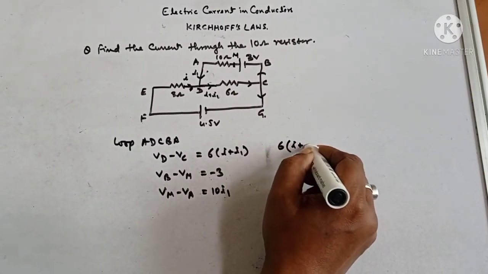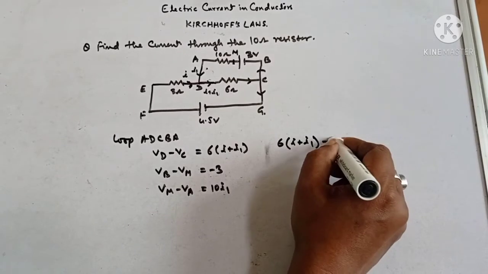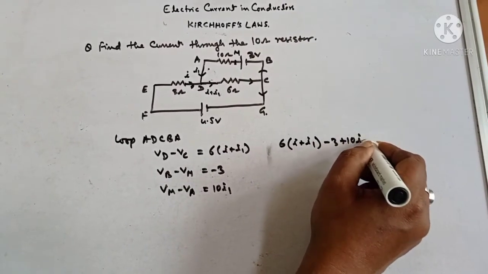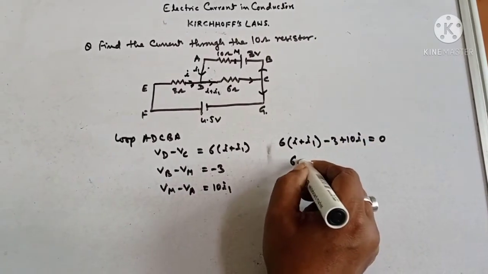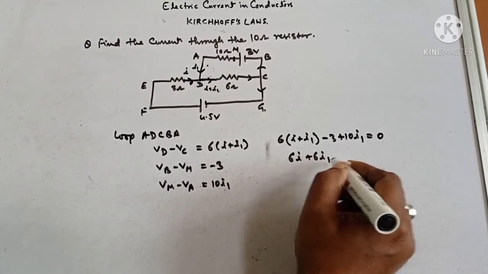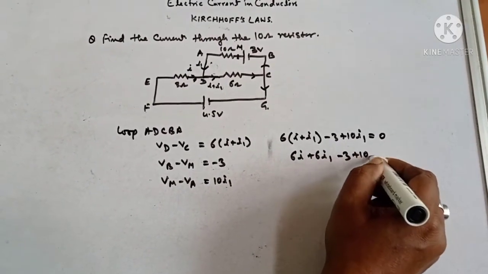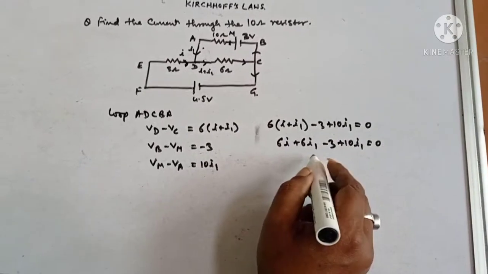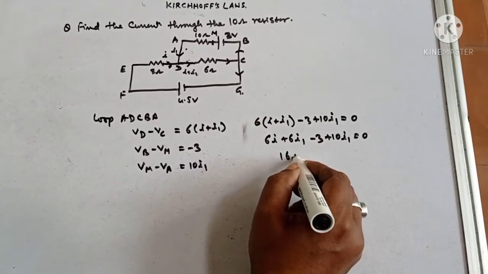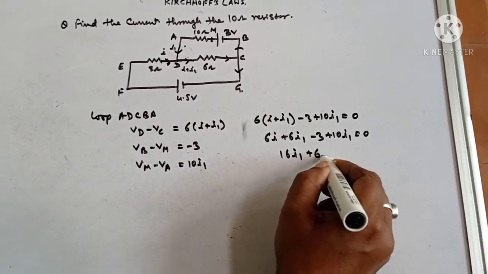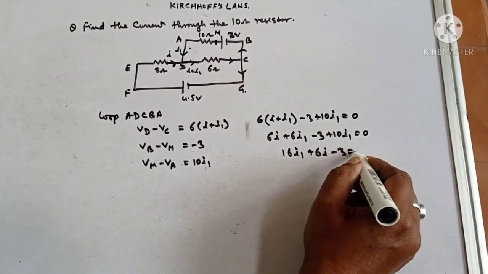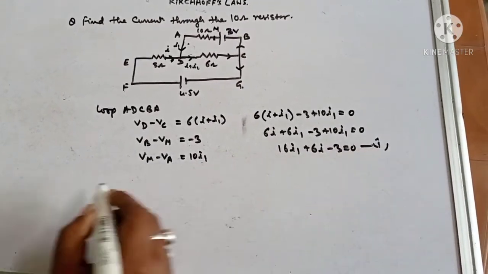6(I plus I1) minus 3 plus 10 I1 is equal to 0. 6I plus 6I1 minus 3 plus 10I1 equal to 0. So this comes out to be 16I1 plus 6I minus 3 equal to 0. This is equation 1.